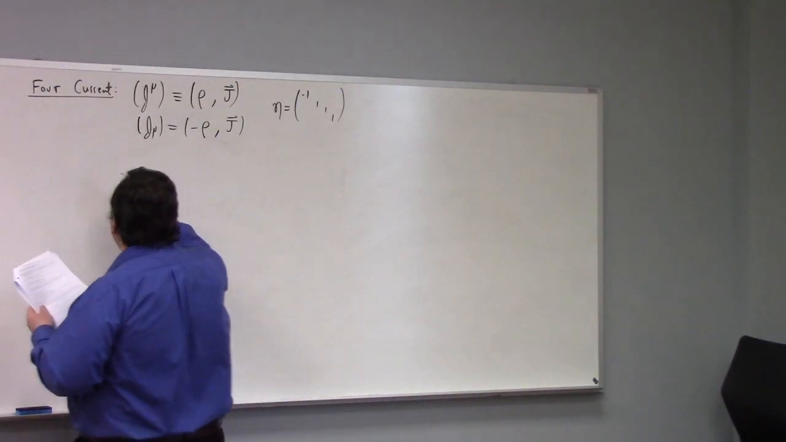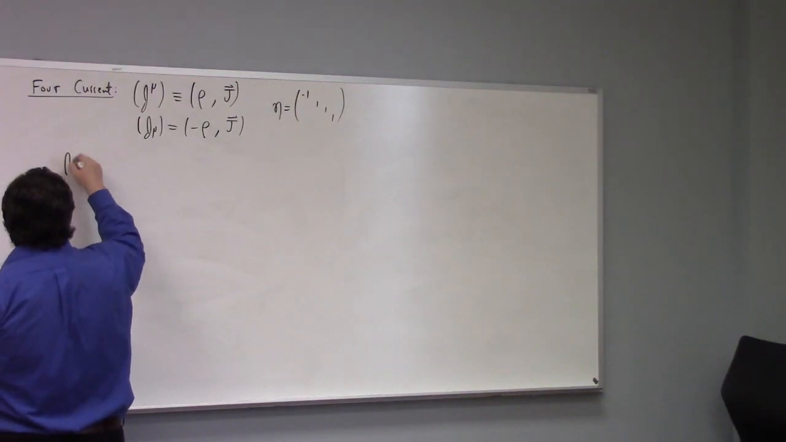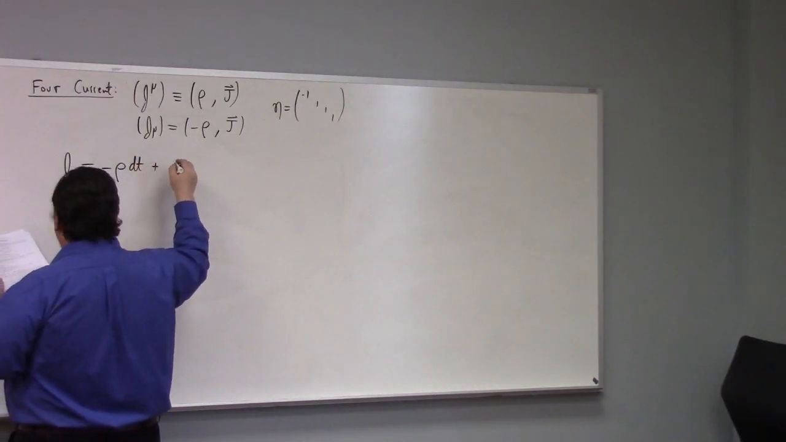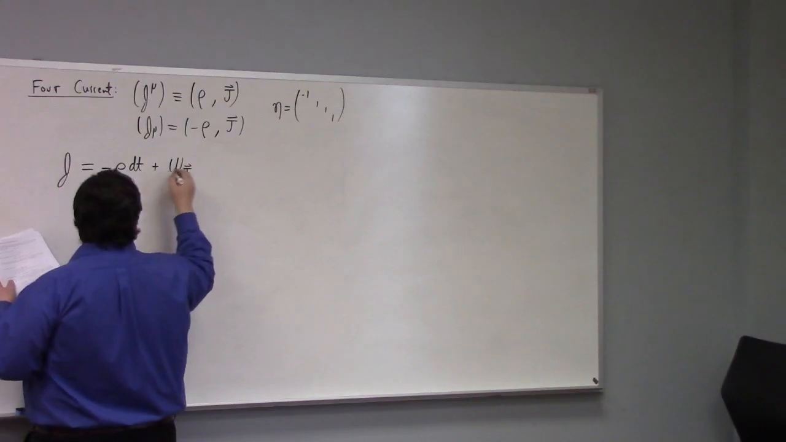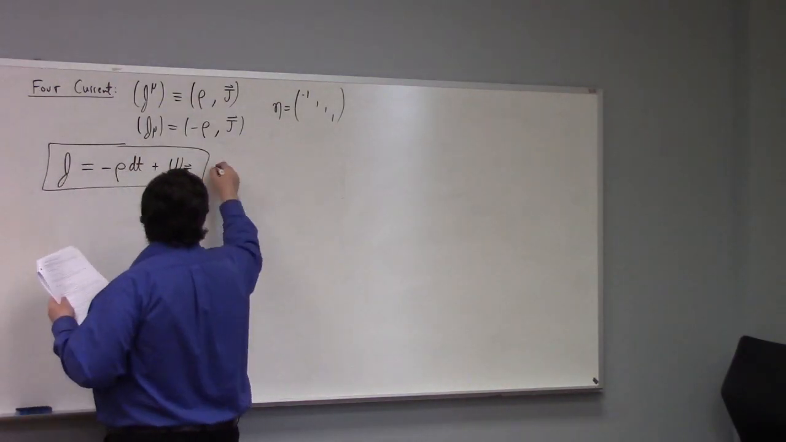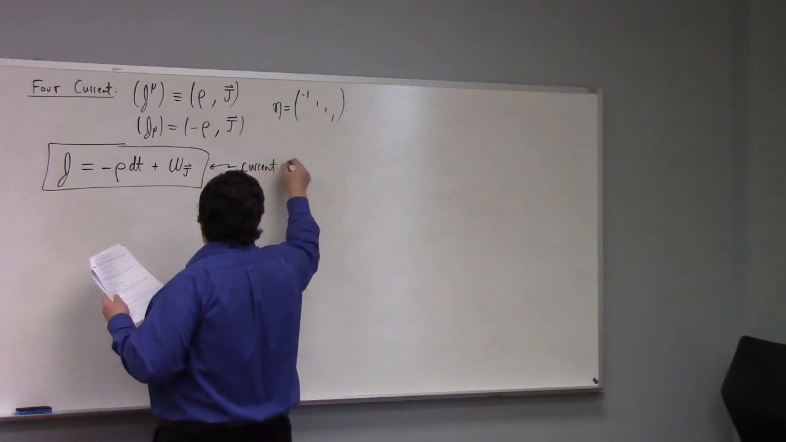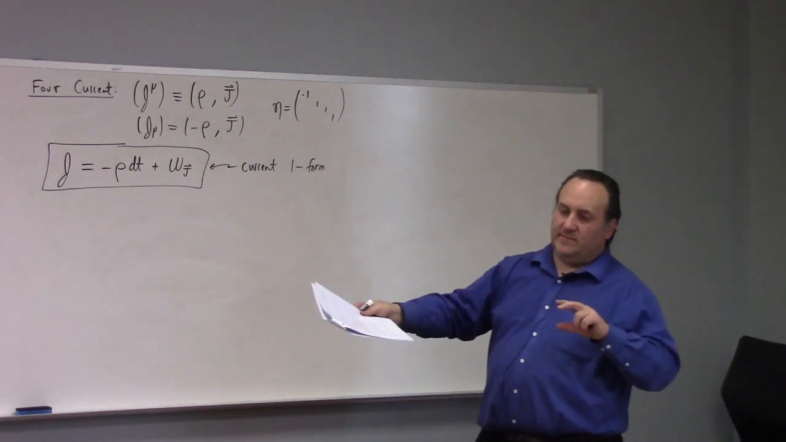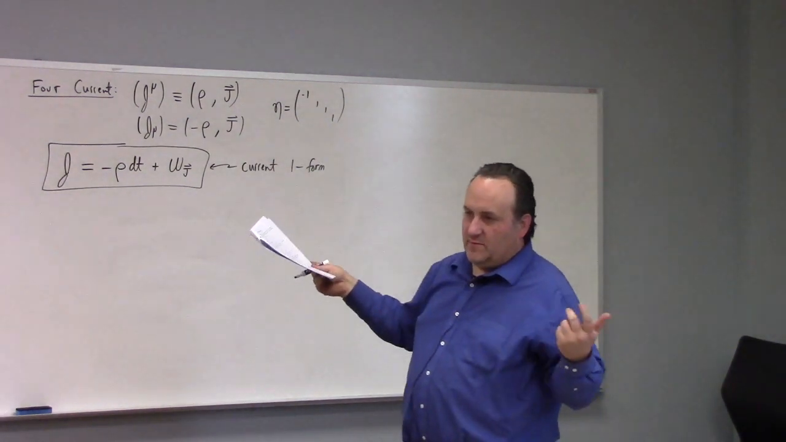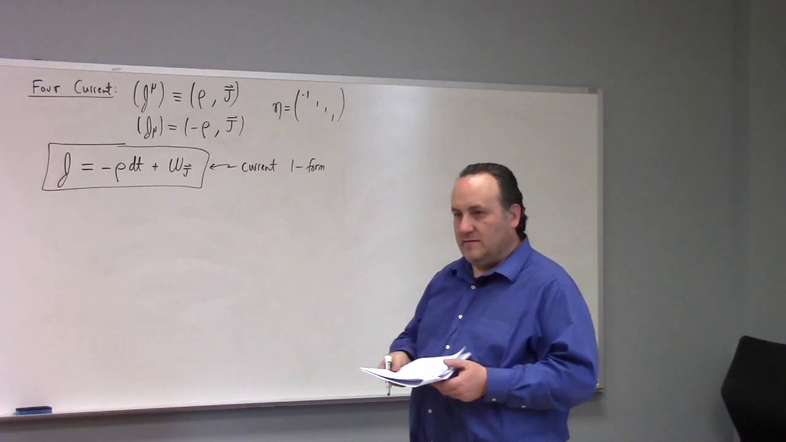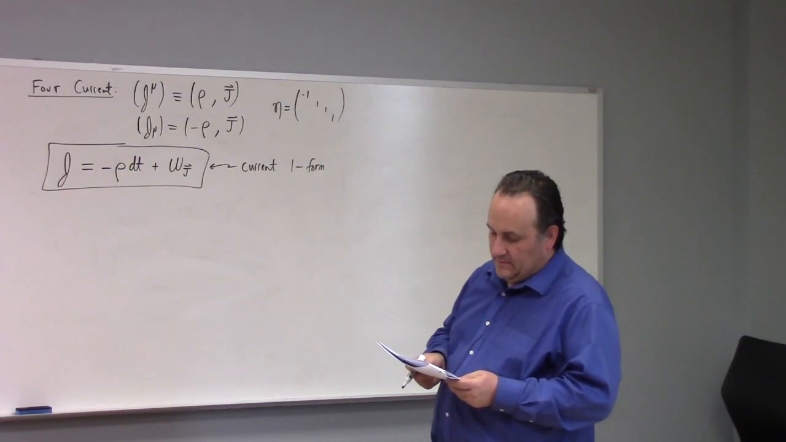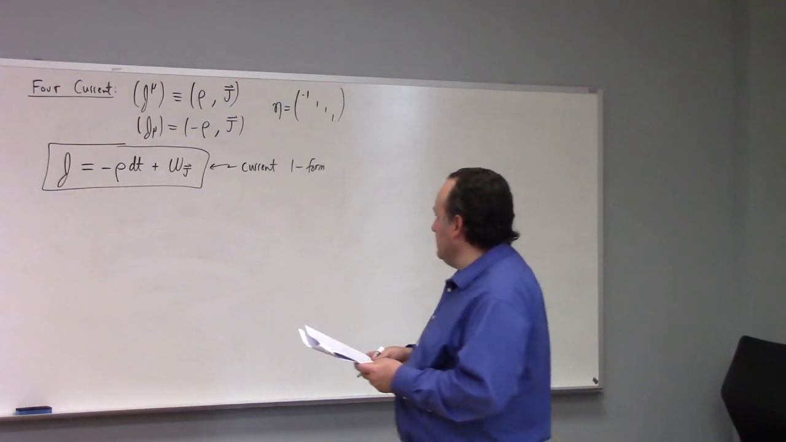So all of this said, we can define the current one-form. J equals minus rho dt plus the work form of J. So this right here defines the current one-form. To be clear, it simultaneously folds in both the charge density and the current density, as a one-form in space-time. Now, what's the Hodge dual of the current one-form?